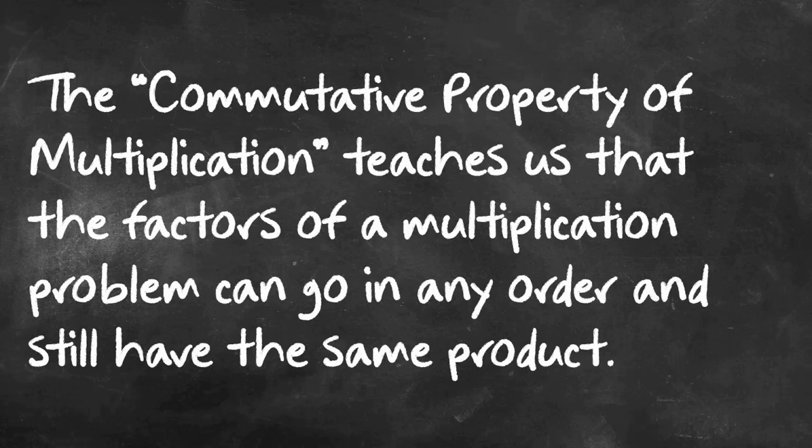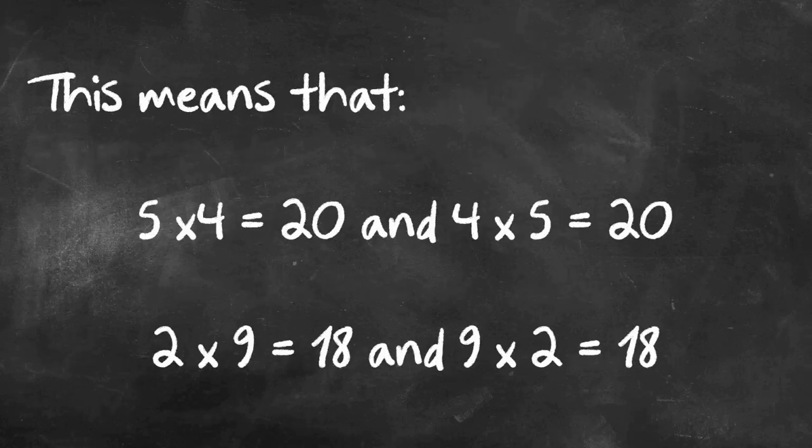It teaches us that you can put those factors, 5 times 4 or 4 times 5, in any order, and you're still going to get the same answer. That means, like I just said, 5 times 4 equals 20, and flipping those factors, 4 times 5 is also going to equal 20. Another example is 2 times 9 equals 18, and 9 times 2 equals 18.